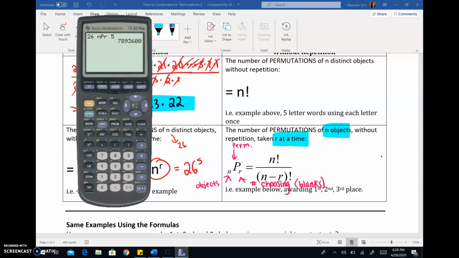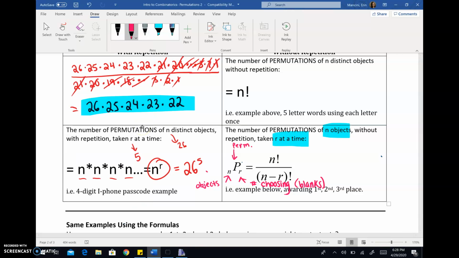Instead of multiplying 26, 25, 24, 23, 22, this will do it for you. Struggling with my words today, sorry about that. Okay, so now you know how to do it in your calculator. Now you see these formulas, but just realize that the formulas are not any different than the blank method. Again, it's just a way of generalizing what you've already done.